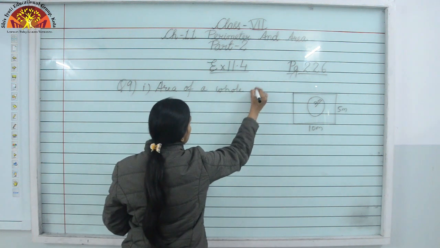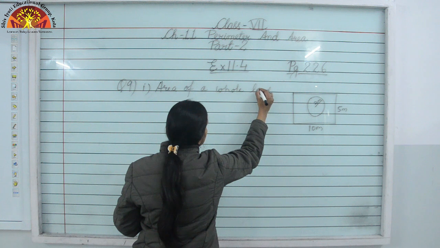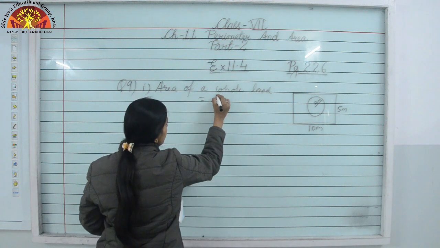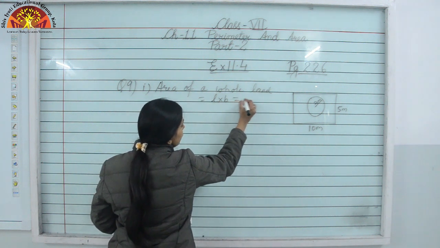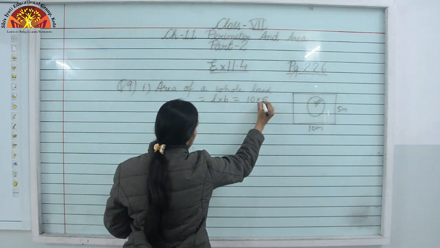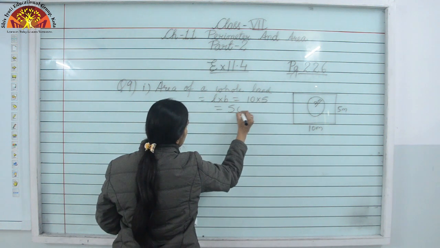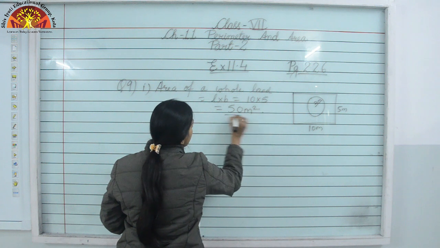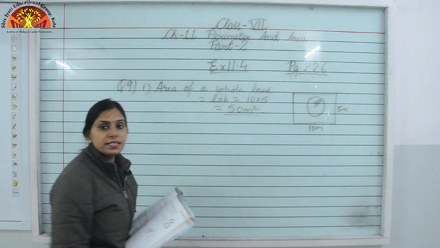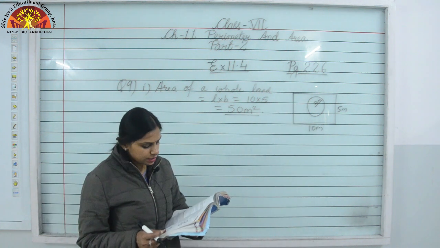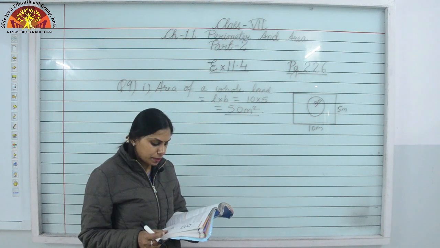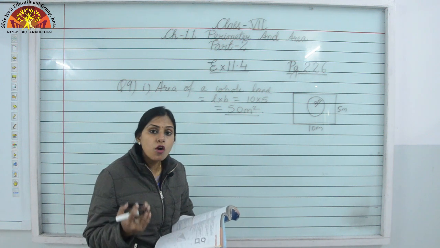is equal to length into breadth, which is equal to 10 into 5, which is equal to 50 meter square. So area of the whole land is equal to 50 meter square. Now just see the second part. You have to find the area of the flower bed.